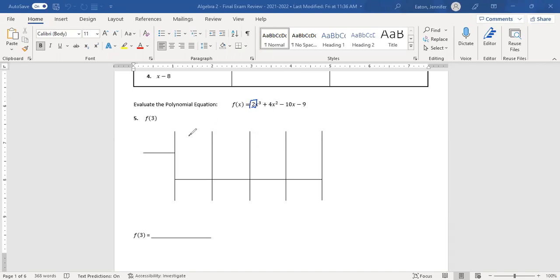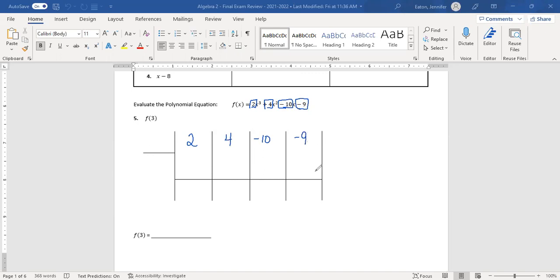The first number in front of x cubed is 2. In front of x squared is 4. In front of x is -10. Now remember that the minus signs have to count as negatives in front of our coefficients. You have to include those. And then the last number here is -9.